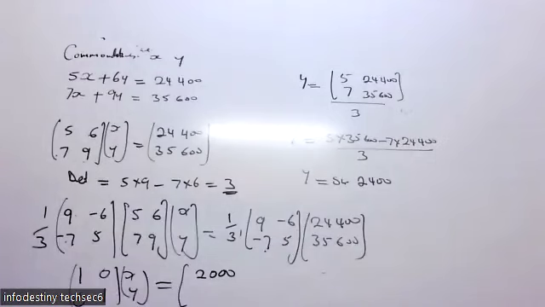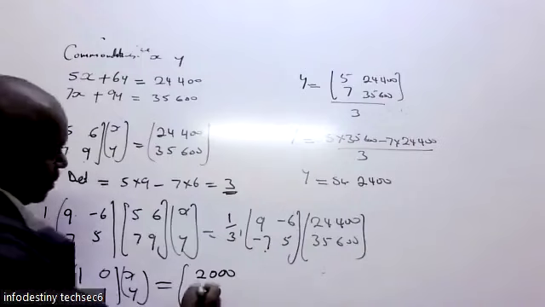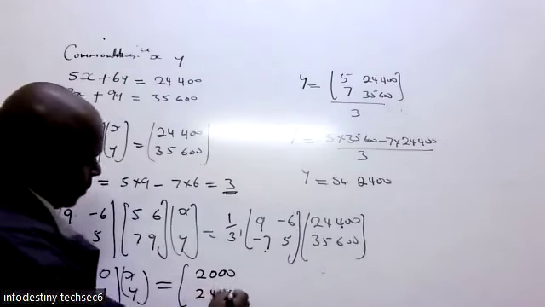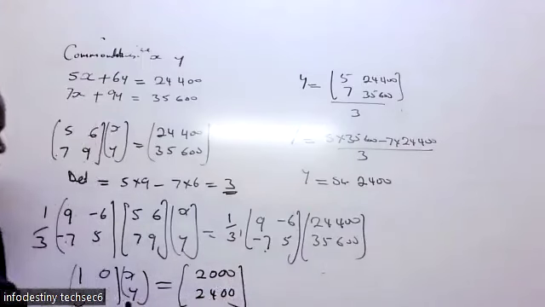And 400. 24. Now, therefore, x equals 2,000, y is equal to 2,400. Okay. Copy and then we continue.